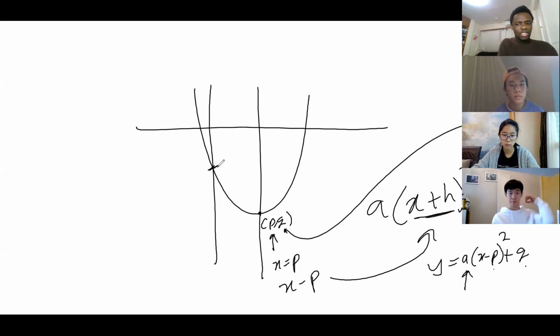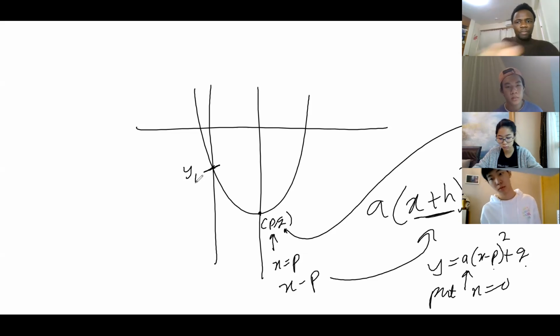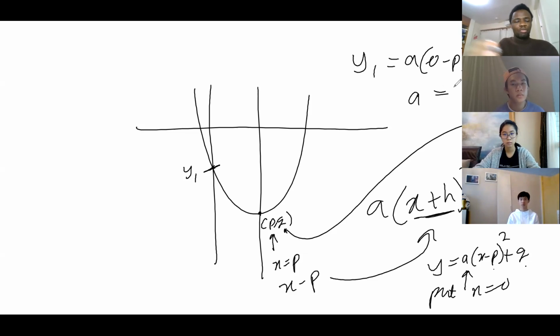With the y-intercept, you put x equal to 0, and you equate it to your y-intercept. So maybe this is y1. Then it will be y1 equals a(0 minus p) all squared plus q. And this is how you get the value of your a. Then you can substitute back into the original format.